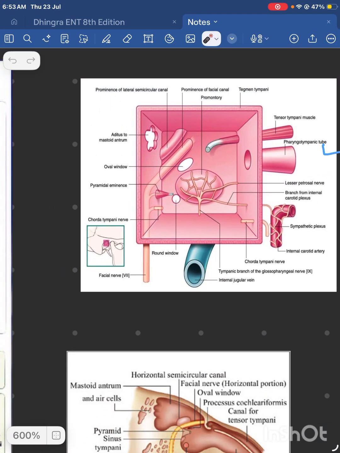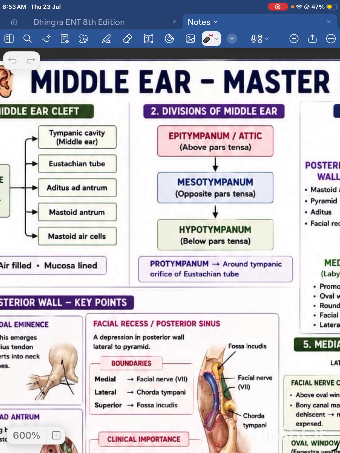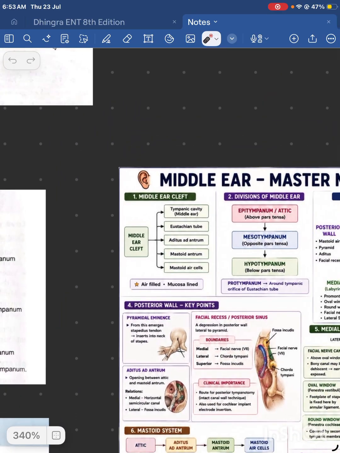The posterior wall, what I told you, it contains what? It contains your pyramidal eminence. So the pyramidal eminence, it is basically what? From here the tendon of the stapedius muscle is attached to the neck of the stapes. That is the pyramidal eminence. That is the thing written here.